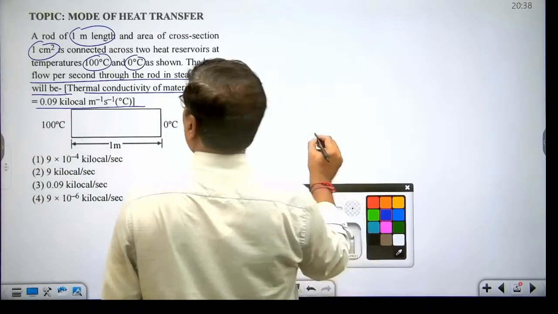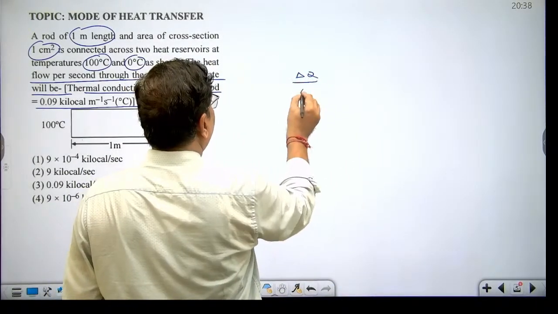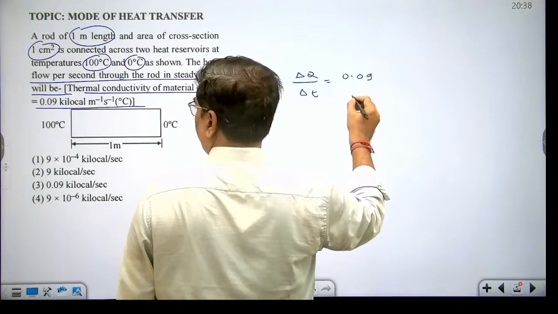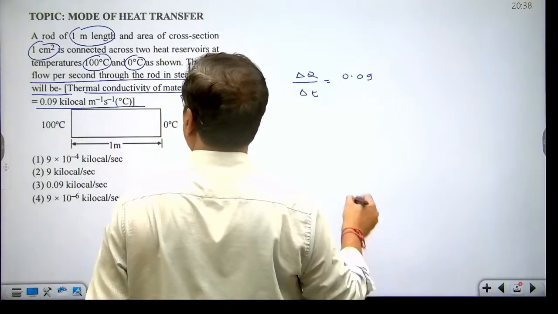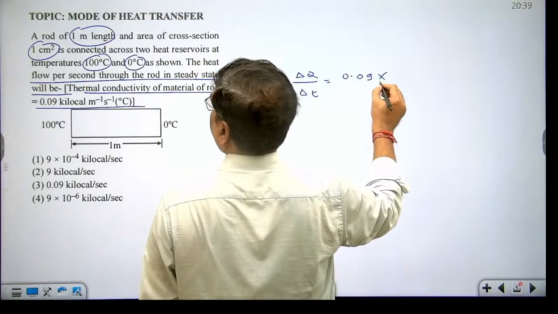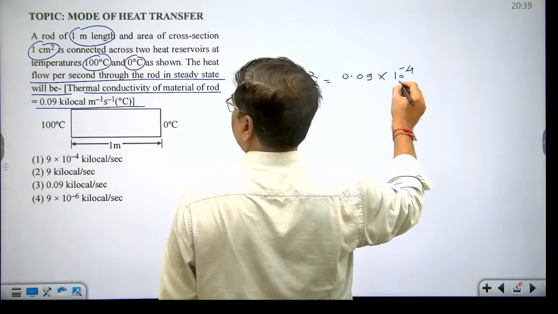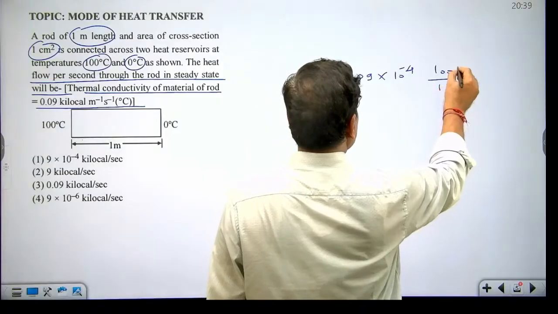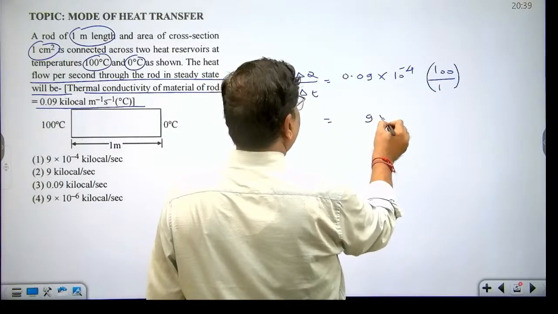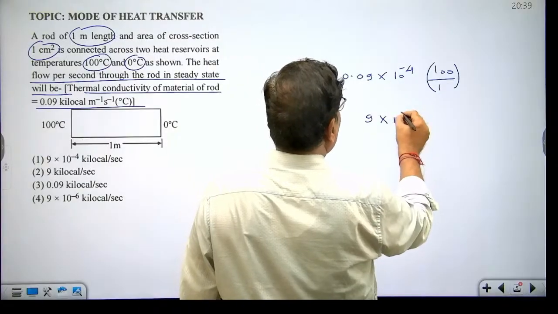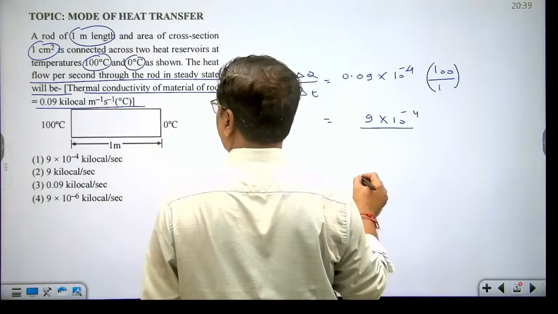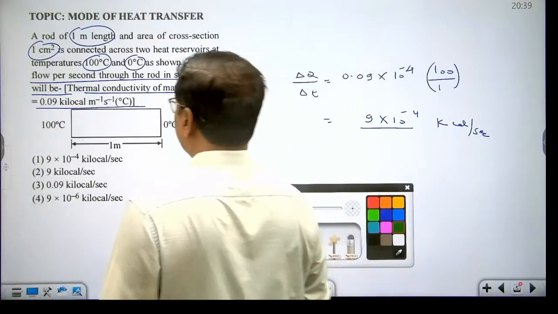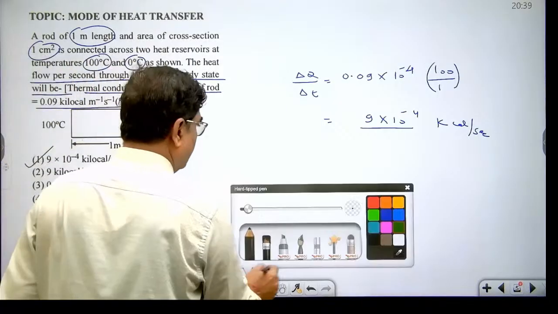Dear student, the heat flow per second, delta Q upon delta T, is equal to K, 0.09. Let's maintain kilocalorie. A is given as 1 centimeter square, which means 10 power minus 4 meter square. What is the temperature gradient? This is 100 minus 0, 100. And what is the distance? This is 1. So out of 4 choices, this is 9 into 10 power minus 4 kilocalorie per second. This is the answer. Out of 4 choices, the correct answer is option 1.